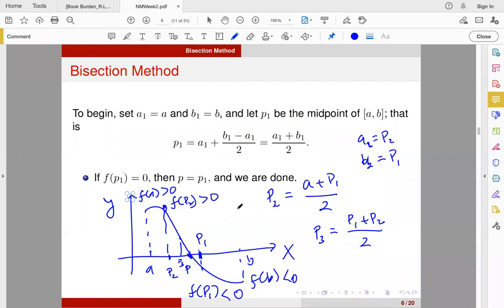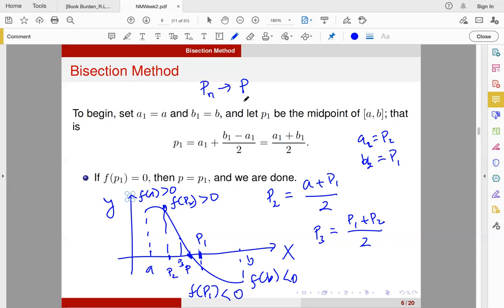So by continuing this procedure, our Pn will converge to P. We will create a sequence of points. Let's say this is Pn that will converge to the point P. Okay, that is the procedure of bisection.